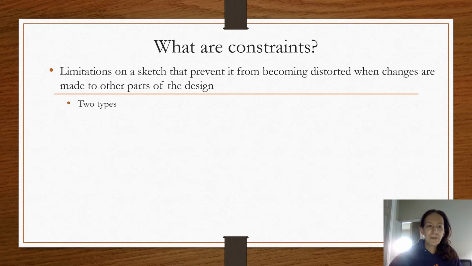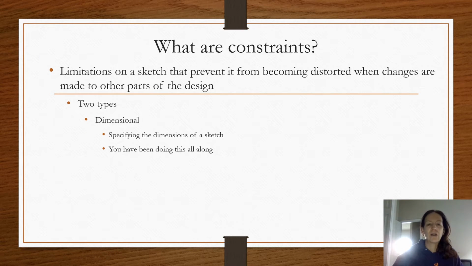So there are two types of constraints. The first type of constraint is dimensional constraints. That is specifying the dimensions of a sketch, and you've been doing this all along. So you create a sketch and you want the length to be 3 inches and the height to be 5 inches, and so you can go in and dimension it. That was important with the luggage tags, that you knew what the dimensions were so that you did not send something to the printer that was super huge.